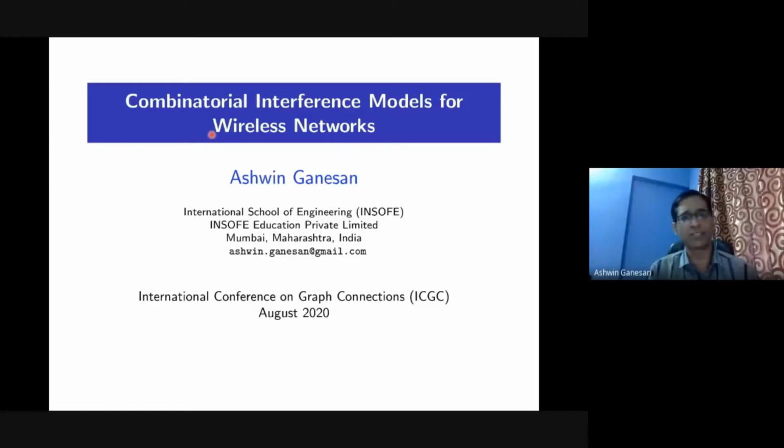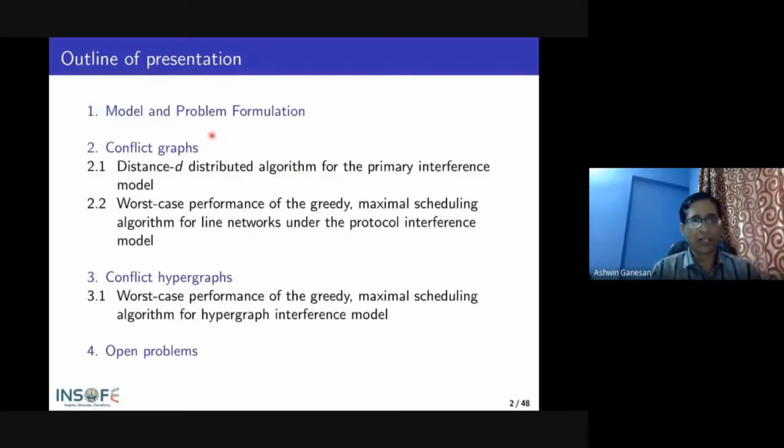The title of my presentation is Combinatorial Interference Models in Wireless Networks. So here's the outline of my talk. First, I'll give a formulation of the main problem in wireless networks that we'll be solving. And this problem turns out to be a graph theoretic problem. It has to do with fractional chromatic number of graphs. And so I'll get to that here.